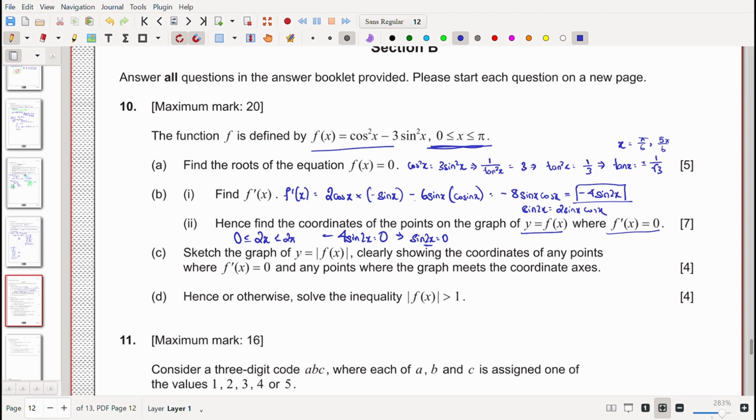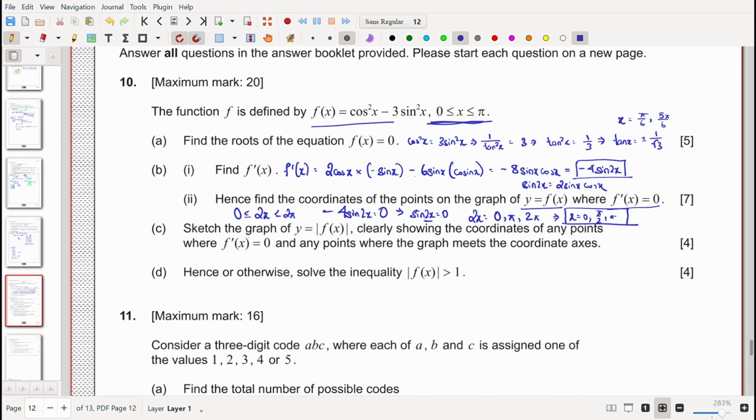So when is sine of alpha 0? When 2x is equal to 0, when 2x is equal to pi, and when 2x is equal to 2 pi. This means that x is equal to 0, pi by 2, and pi. Now I apologize for solving it in such a small spot, but I hope it makes sense what exactly we're doing.